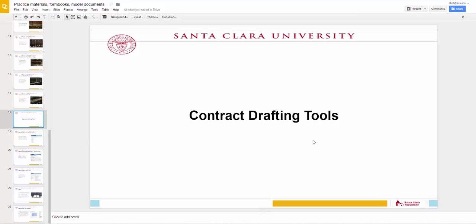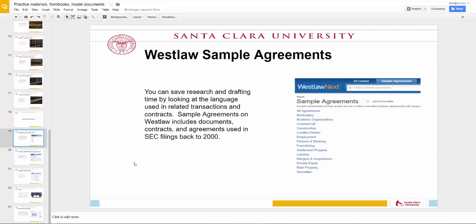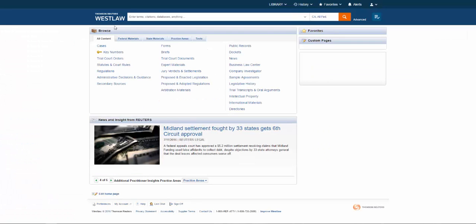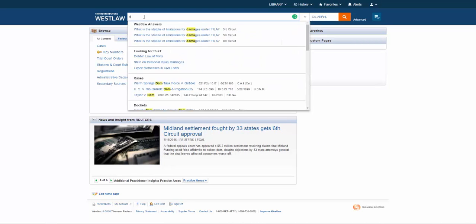Where we really get into the model documents and how they apply to trade secret law is with our contract drafting tools. And so our non-disclosure agreements, and there's going to be a number of sources that are going to be available on all of the platforms for this. West has a database that's called Sample Agreements. Now I should point out, in fact let's do that right now, that many of these sample agreements are derived from Edgar filings.